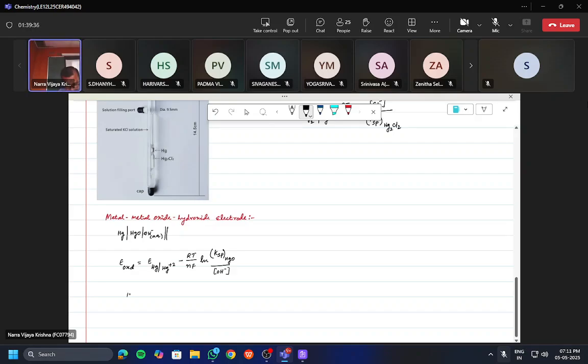See this reaction. Hg combined with 2 OH minus ions to form HgO plus H2O plus 2 electrons. This is the overall reaction. Clear? Number of electrons are 2. KSP of HgO I have written. In the denominator, what do I have to write? OH minus square. Is it clear?